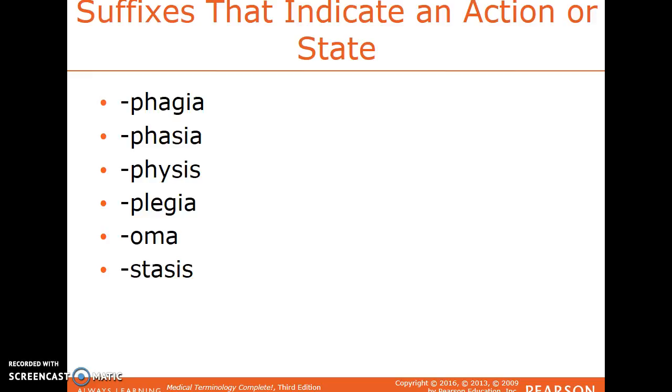Physis means growth. Hypophysis is the pituitary gland, which is located below the brain. Plegia, like in the term quadriplegia, means paralysis. Oma means tumor. And stasis is a term meaning standing still or being in continual balance. It's the term that is defined as the process of maintaining internal stability despite changes in environment.